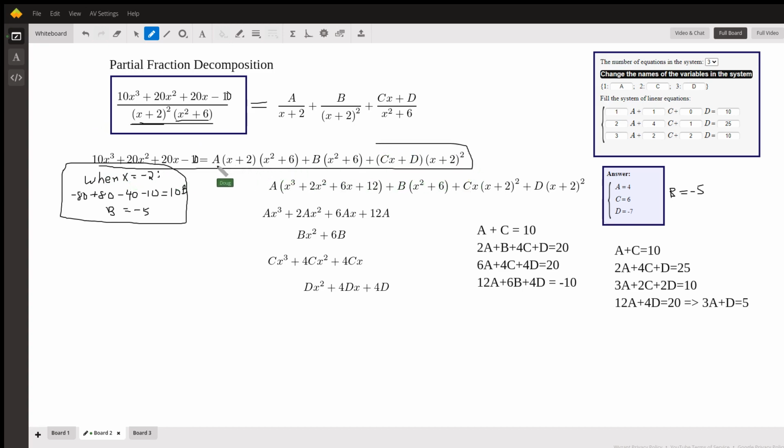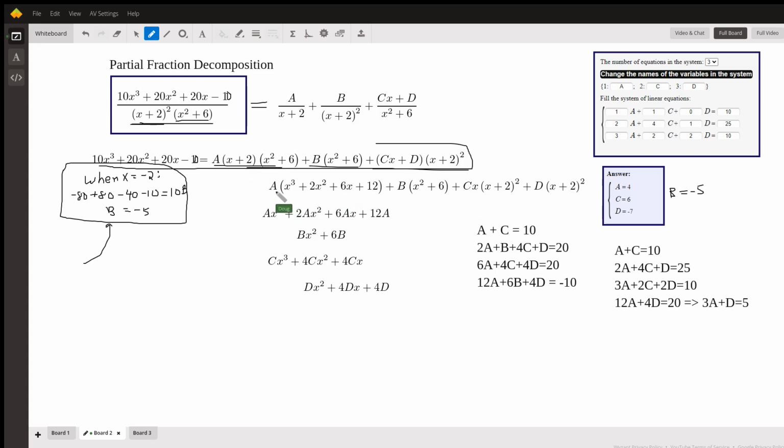And what we're going to have to do is multiply all this stuff together and equate coefficients. I just made a little note here that you might try to do something like this. Notice that when x is negative 2, the term with an A, the Cx plus D, these terms cancel out. And you can solve for B that way, but then you don't get anywhere else with any of the other A, C, and D.